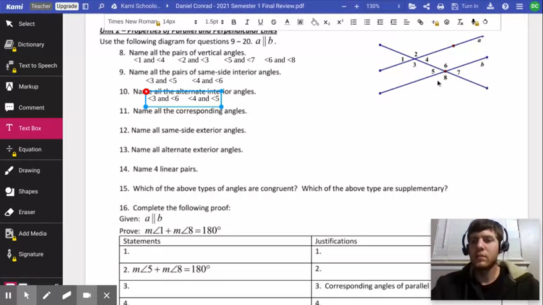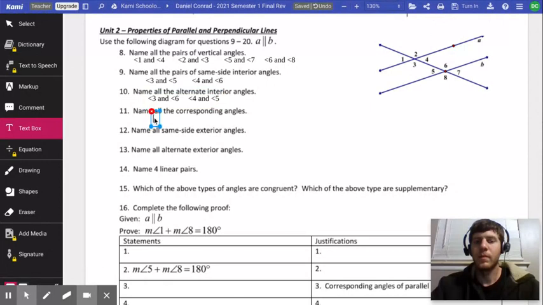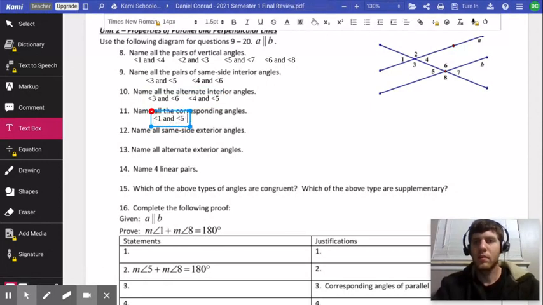Corresponding: imagine picking up the intersection point and putting it on top of the other one. If we picked up this intersection and put it over here, 5 would be on top of 1, 6 would be on top of 2, 7 would be on top of 4, and 8 would be on top of 3. Those angles are in the same corresponding location. So 1 and 5, 2 and 6, 4 and 7, or we can do angle 3 and 8, and finally angle 4 and angle 7. They're in the same corresponding locations.